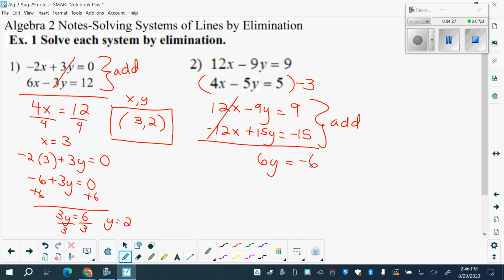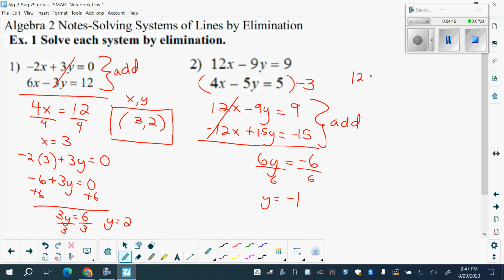And then what would our next step be? Good. Divide both sides by 6. And so we get y equals -1. And then we want to take that and substitute it into either equation. It doesn't matter which one. I'm going to choose the first one.